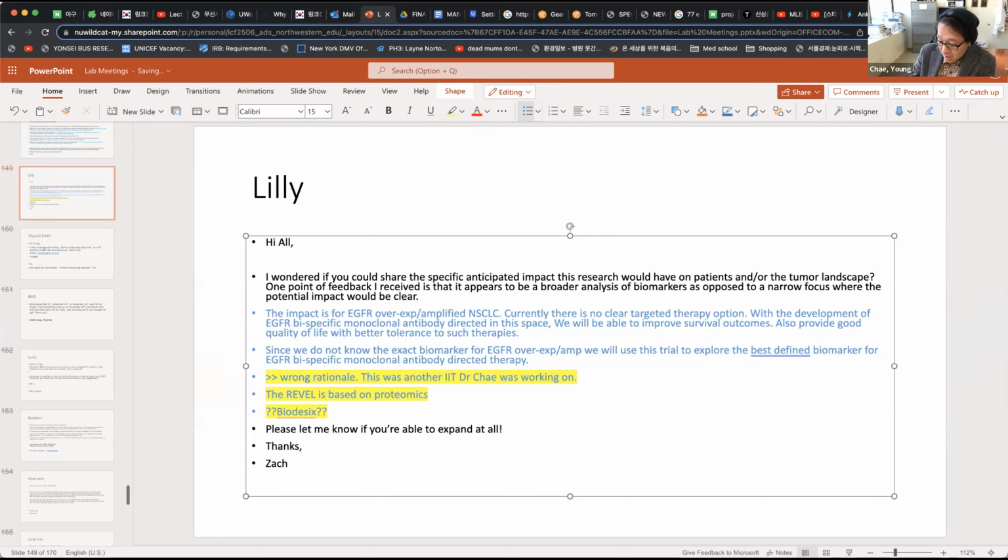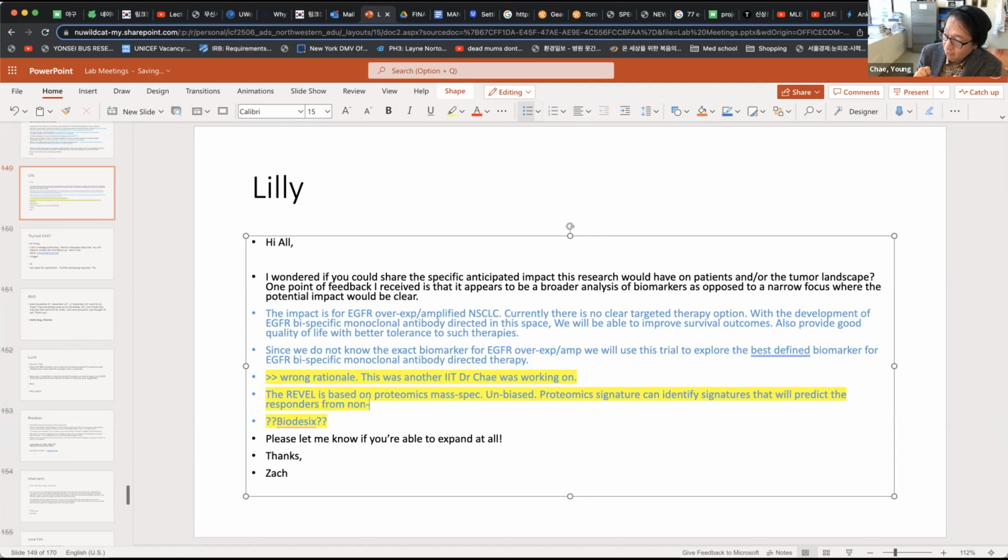the mass spectrometry based, and then this is unbiased. Proteomic signature can identify signatures that will predict the responders from non-responders, or people who will benefit from adding ramucirumab versus not. So that's the hypothesis.